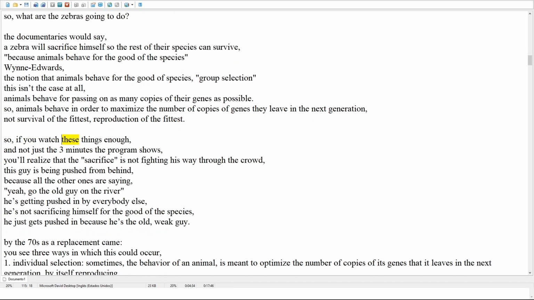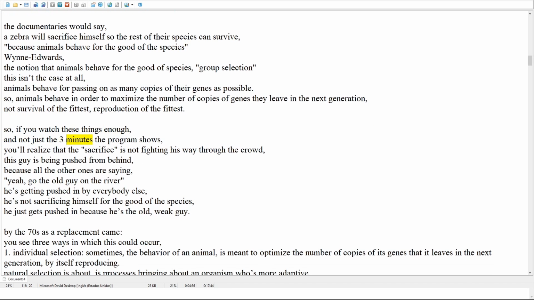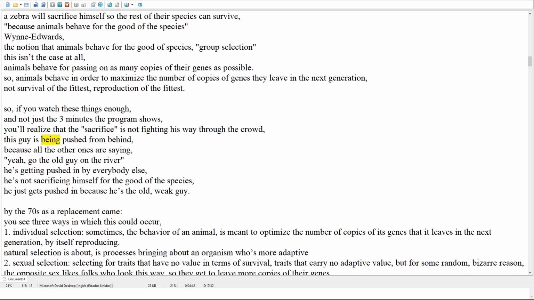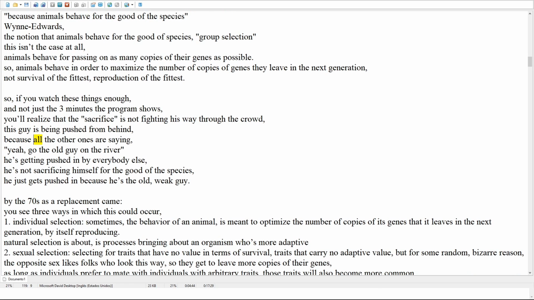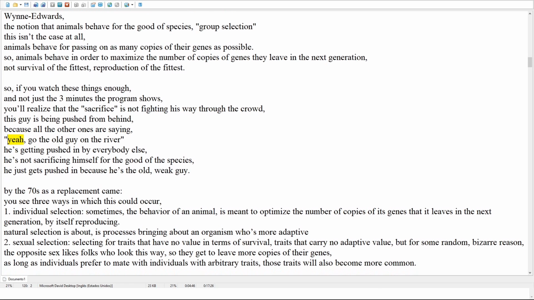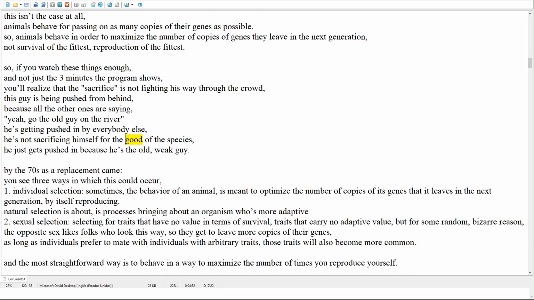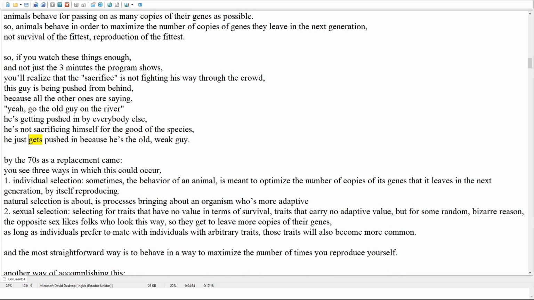So, if you watch these things enough, and not just the 3 minutes the program shows, you'll realize that the sacrifice is not fighting his way through the crowd. This guy is being pushed from behind. Because all the other ones are saying, yeah, go the old guy on the river. He's getting pushed in by everybody else. He's not sacrificing himself for the good of the species. He just gets pushed in because he's the old, weak guy.